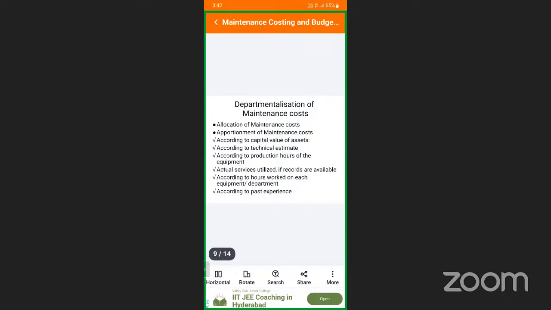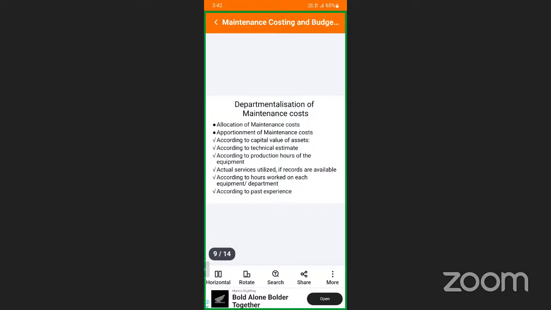Based on different criteria. According to the capital value of the asset, the higher the capital value, maybe more cost we will assign to that. Or based on the technical estimate or based on the production hours. Suppose some machine is being used for more number of hours, so we allot more cost to it. Or actual services utilized if records are available. So these things, it is a little difficult to understand. Apportionment is a little difficult. Or you can depend on your past experience, how much was allocated to a particular department.